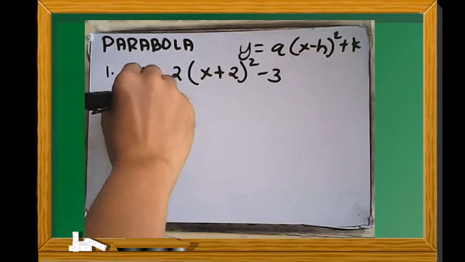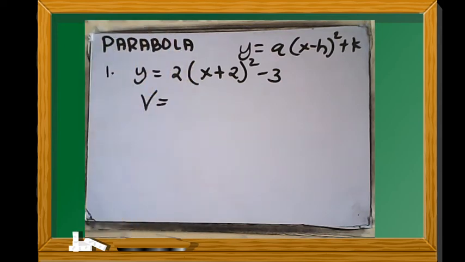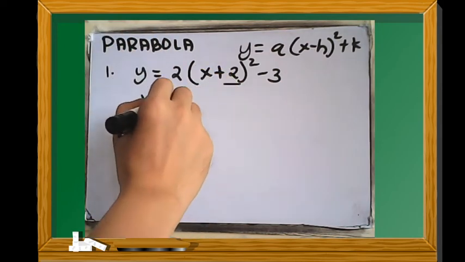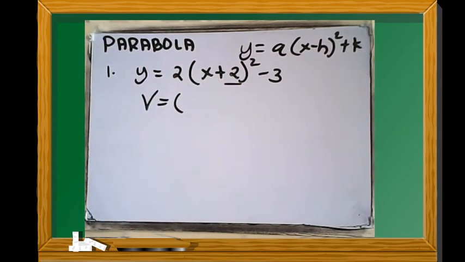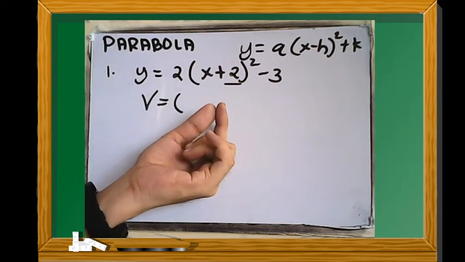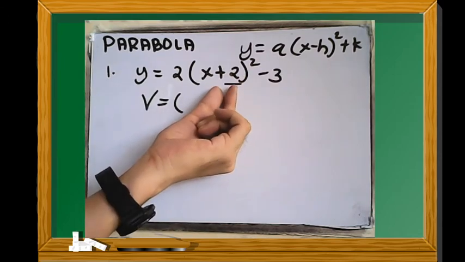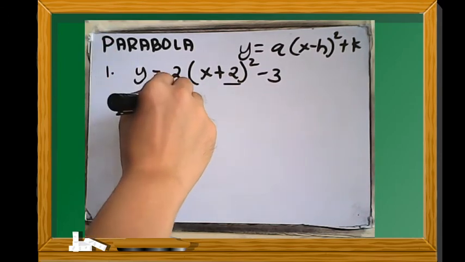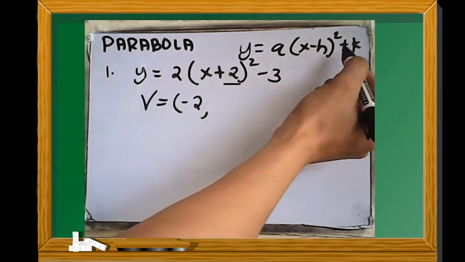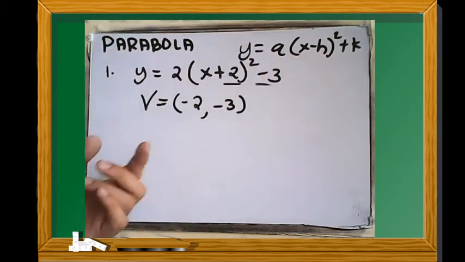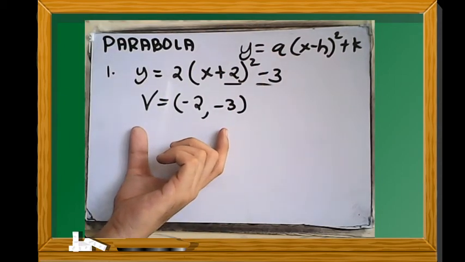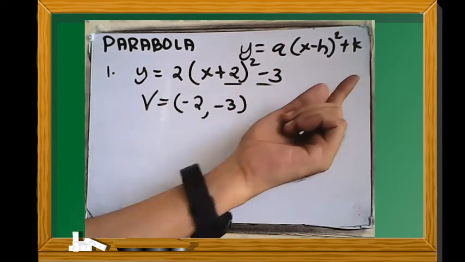So para dun sa mga nahihirapan ma-identify ang vertex, i-check nyo lang yung part na to. So kung sa circle, parehas natin binabago yung sign ng h and k, dito sa parabola, babaguhin lang natin yung sign ng h. If this is positive 2, so we will just change it to negative 2. But the value of k remains. Kung minus 3 to, so that is negative 3. So this will be our vertex. So that is how to identify the vertex. So negative 2 and negative 3.